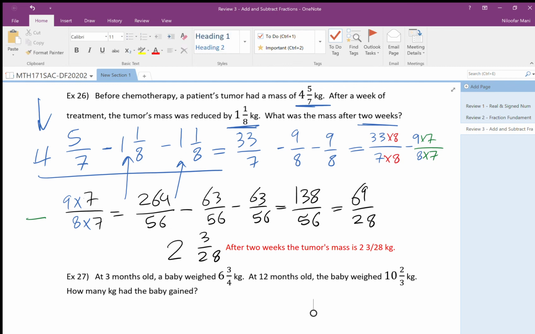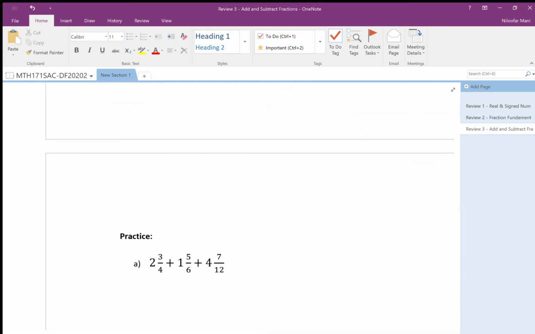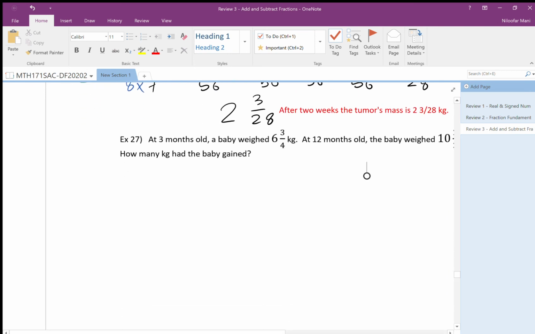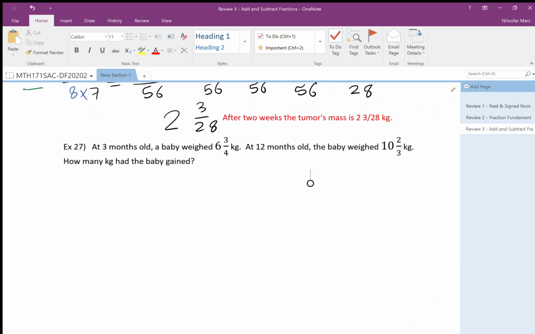How about here? I have this question. At 3 months old, a baby weighed. I'm just going to continue this one later.